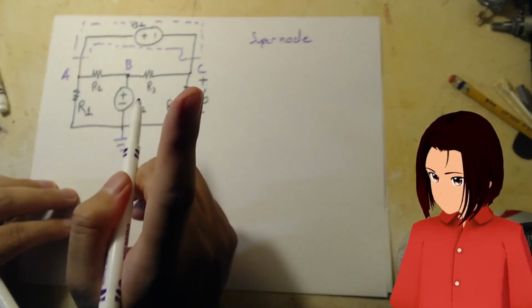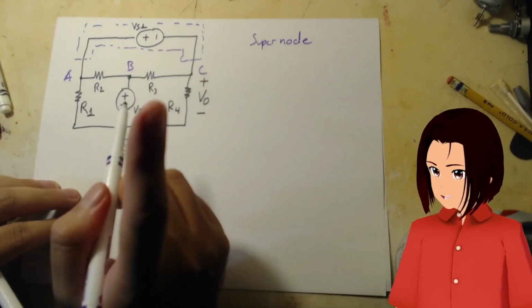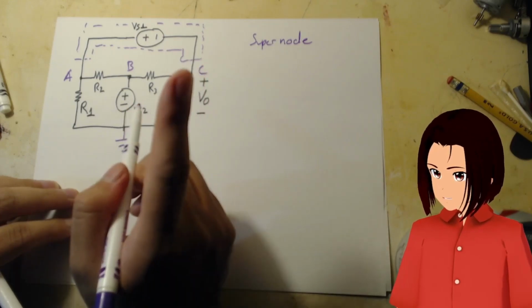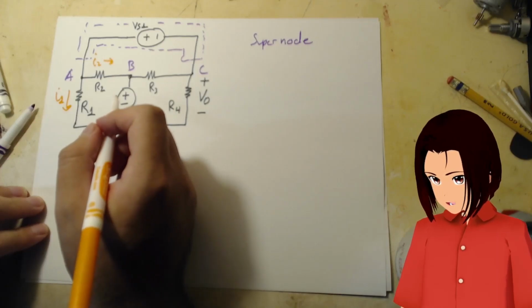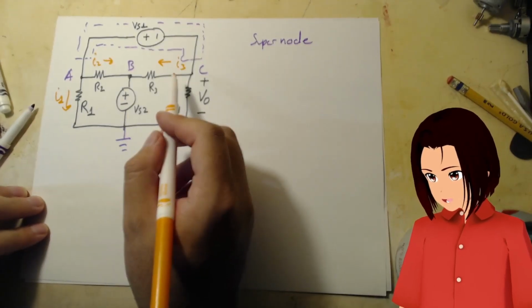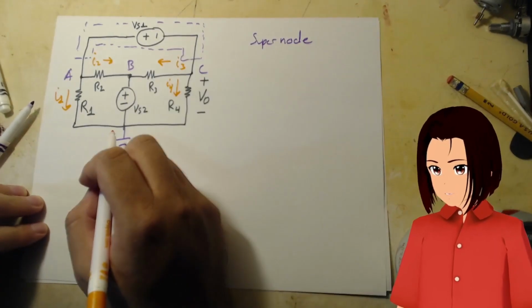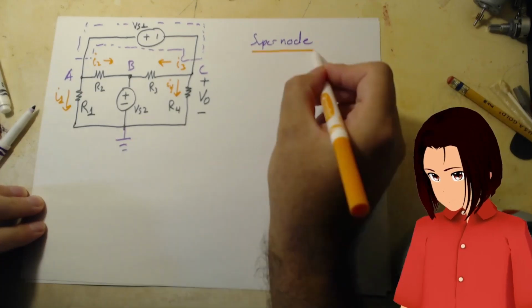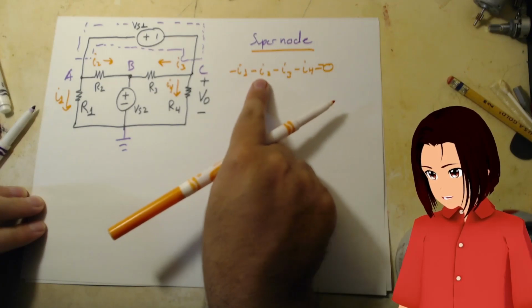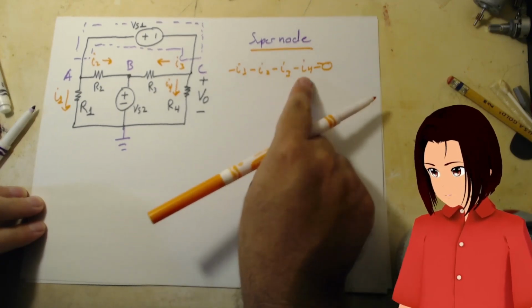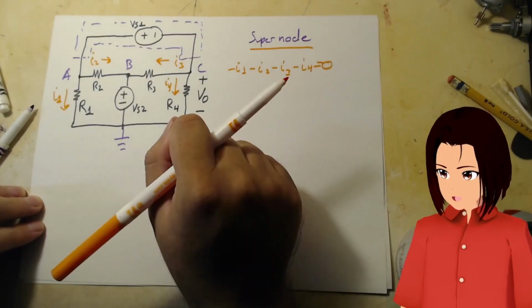Here's the key. We need to set our current flow. We have I1 flowing out, I2 flowing out, I3 flowing out of the supernode, and now I4 flowing out of the supernode. So the supernode equation is this: I1 is leaving, I2 is leaving, I3 is leaving, I4 is leaving, equals 0. So they're all leaving.